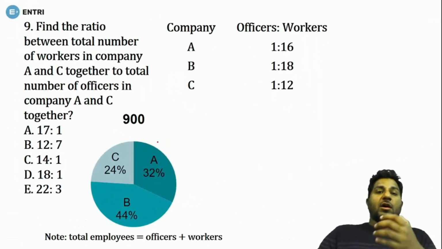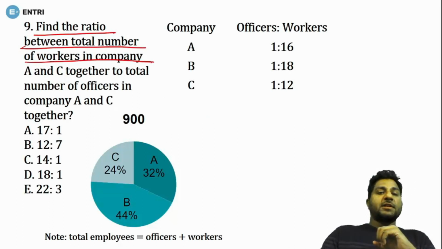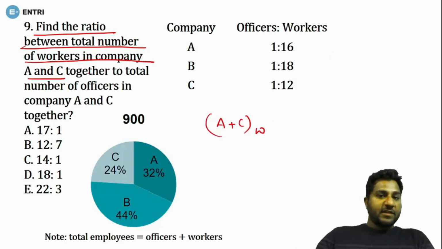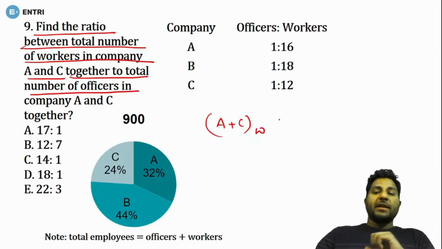Alright, let's solve the next question. The next question is based on finding the ratio between total number of workers in company A and C. So basically we need to find the total workers of company A and C's data together to the total number of officers in company A and C.